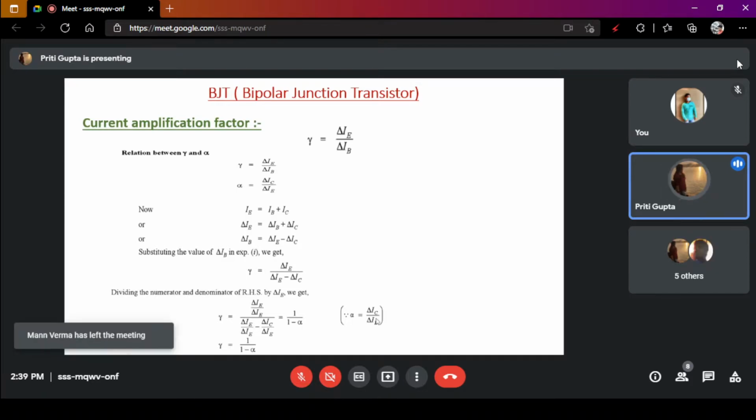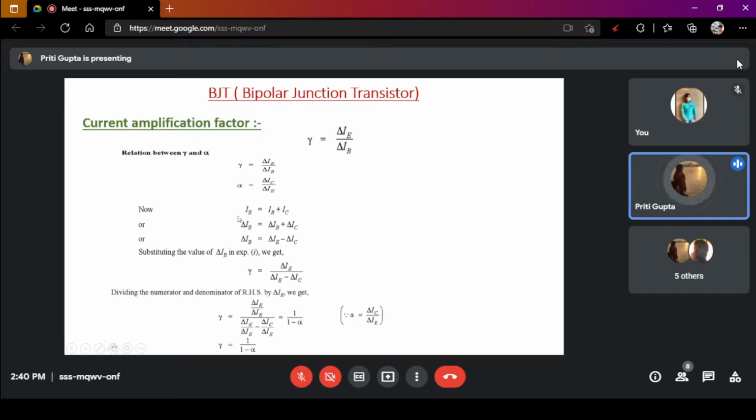Now see, the relationship between gamma and alpha. Gamma equals, we know, delta IE by delta IB. Alpha equals, also we know, delta of IC by delta of IE, because alpha is for CB connection, and for CB connection IC, the collector current, is the output current, and the emitter current is the input current.